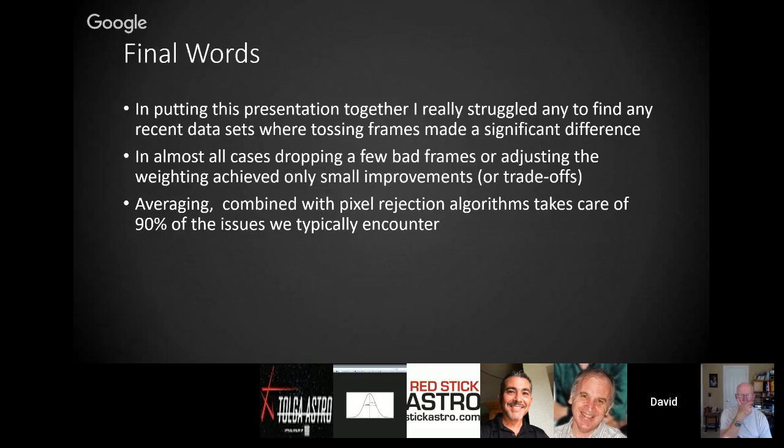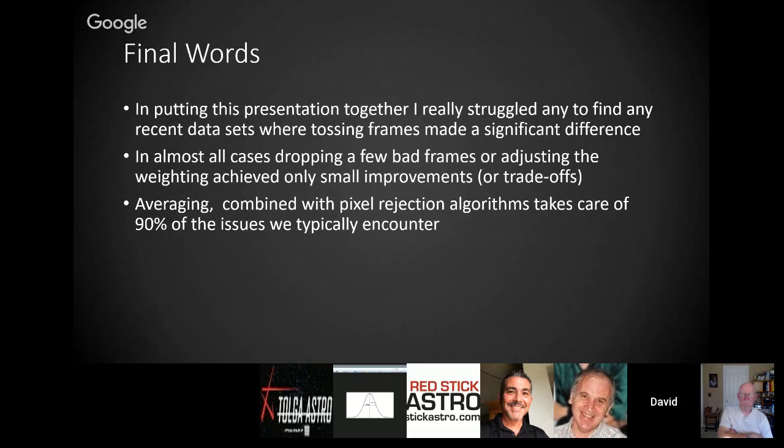Dropping a few bad frames or adjusting the weighting, I frequently saw small improvements or trade-offs in most of my recent data. I had to go back quite a few years where this started to make bigger differences in my own data sets, where I was having a lot of tracking issues or things like that. That's where it really starts to pay off more. Or it's actually very beneficial for collaboration projects. There it really makes a difference. But in my own data where it's all the same equipment, it's not a big difference typically.